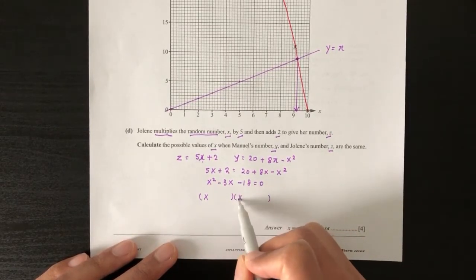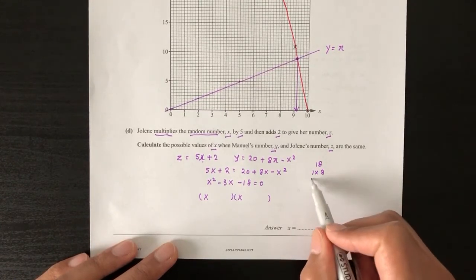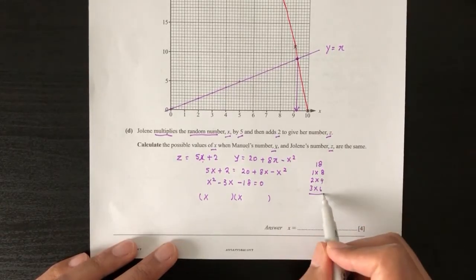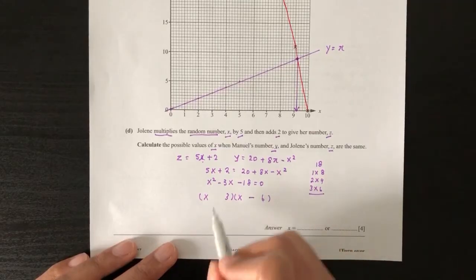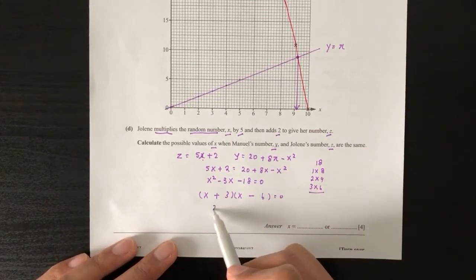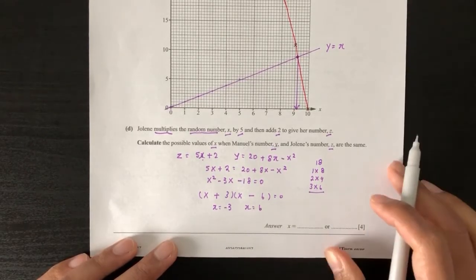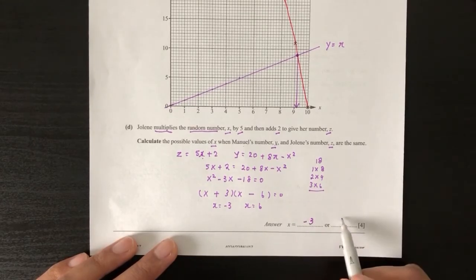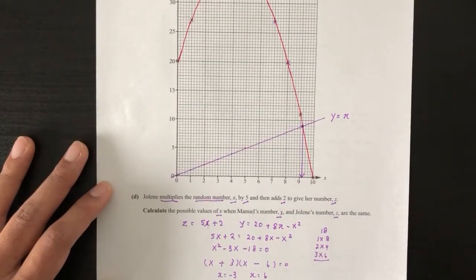So x, 18 is 1 times 18. It is 2 times 9 or 3 times 6. So we will choose this one because here we have minus 3. So minus and plus, that will give you minus 3. Answer will be x equal to minus 3, x equal to 6. So your two values here will be x is minus 3 and x is 6. And that is all for question number 9.